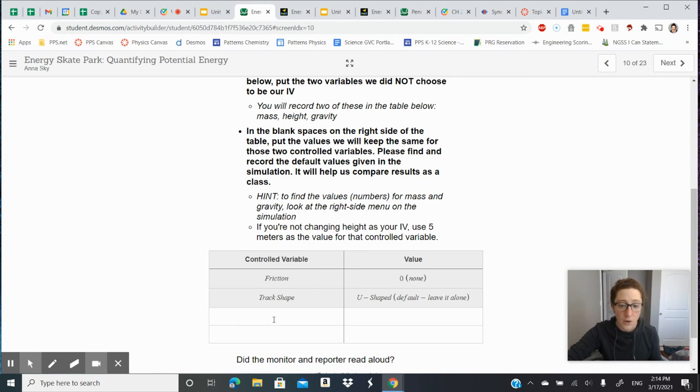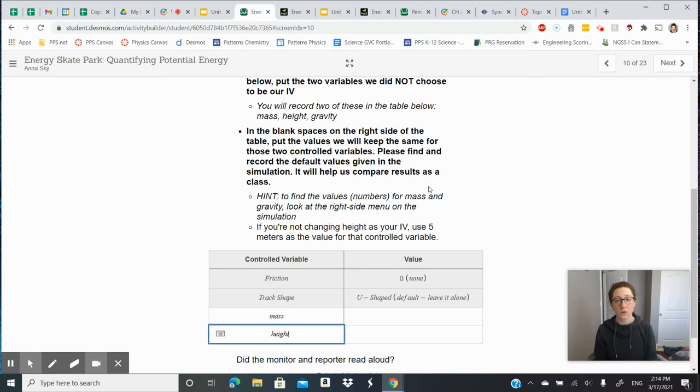So what I would do then is go ahead and put mass and height into this data table. Now, this is only true because I chose gravity. If you chose something different, you need to make sure you have gravity in this data table as a controlled variable, something you're going to be keeping the same. Second part, in the blank space on the right side of the table, put the values we will keep the same for these two controlled variables. Please find and record the default values given in the simulation. Default means like what it's set at when we start. It will help us compare results as a class.